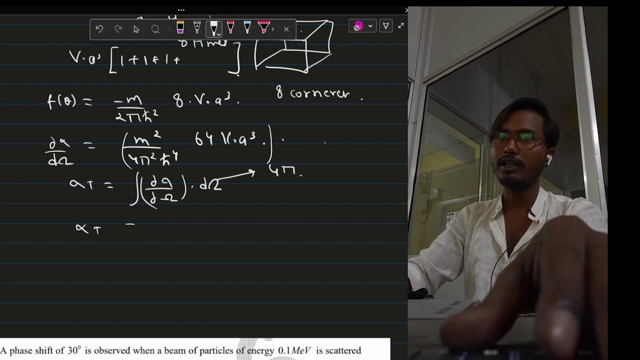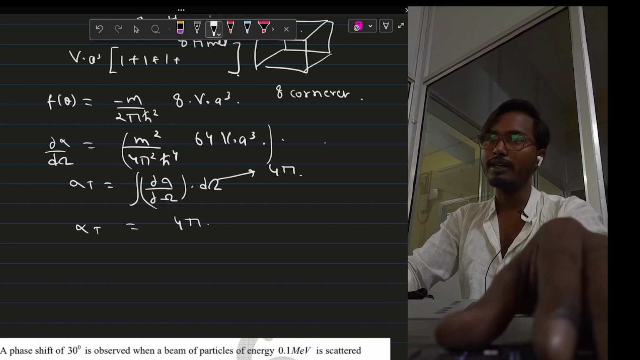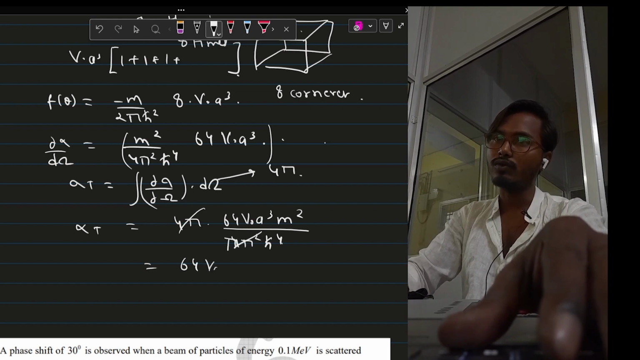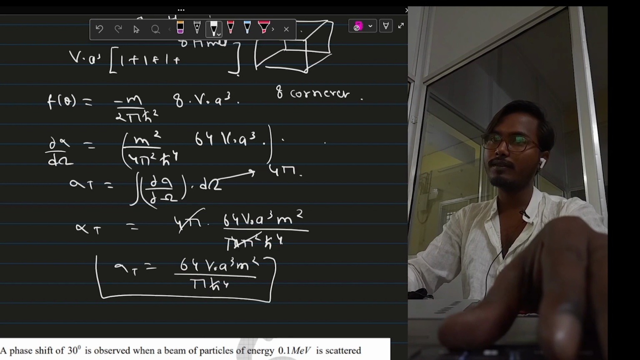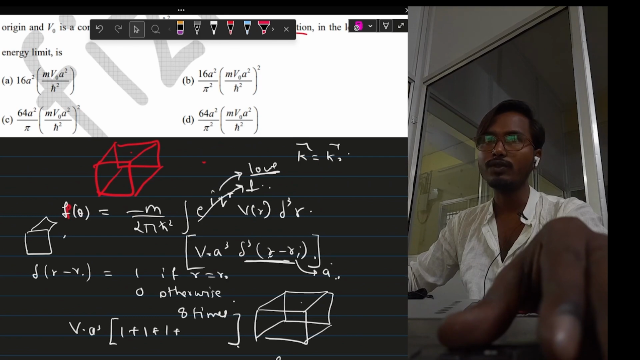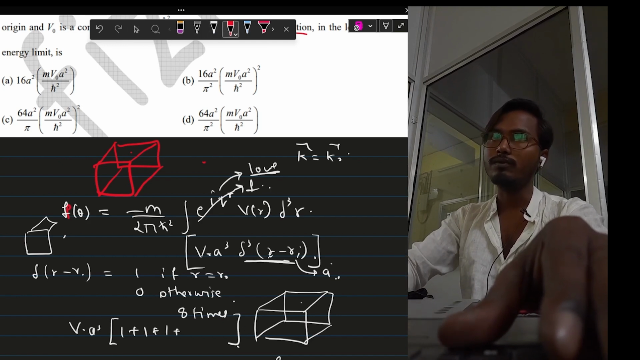Okay. So the total scattering cross section will be 4 pi times 64 V naught A cube m square divided by 4 pi square h cut raised to power 4. Pi we get only 1 pi. So the value here is 64 V naught A cube m square divided by pi h cut power 4. Let us see if our answer matches this. 64, 64, 64, yes, 64 A square upon pi. Then, yes, we have two answers which are matching.